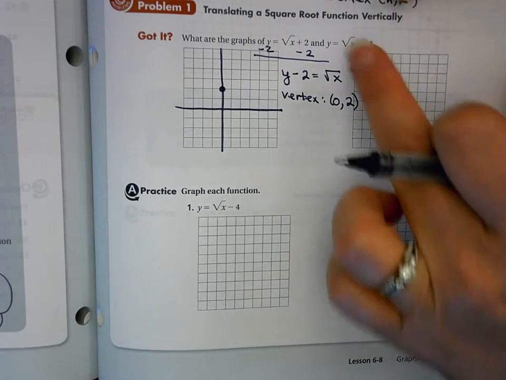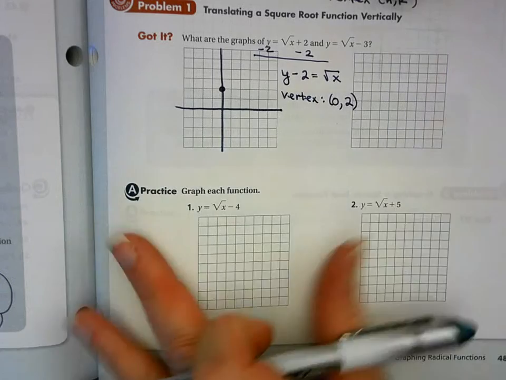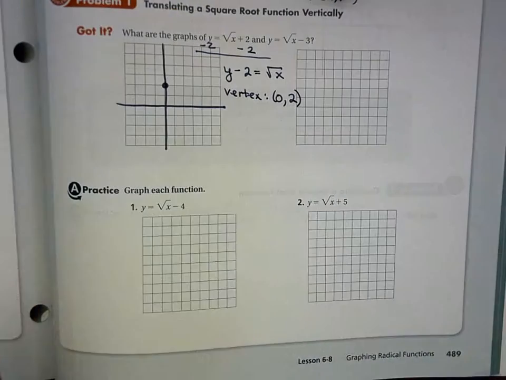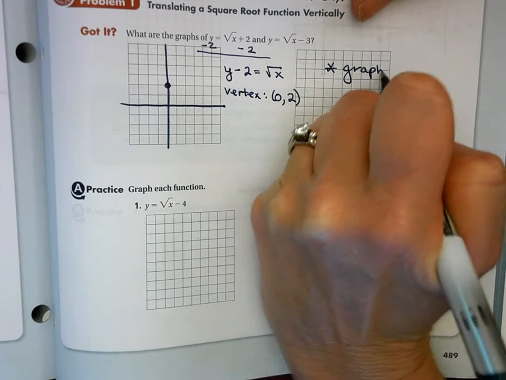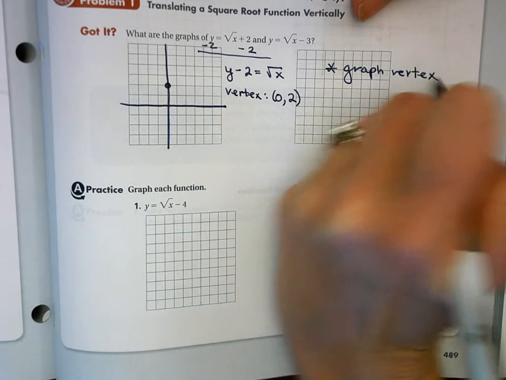And I'm not going to do this problem over here, so I'm going to write in this space over here on top of my graph paper because I'm not going to use that. So we always want to graph the vertex plus 2 more.